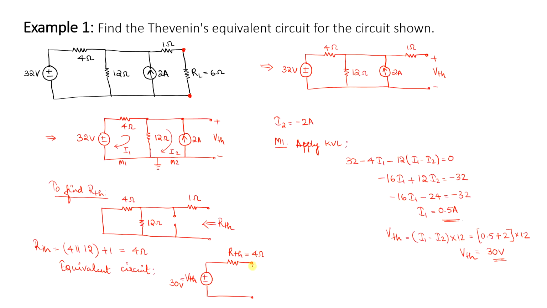Now connect the load which we had removed. So RL is equal to 6 ohms. Find out how much is the load current. So IL will be equal to what? You have the source voltage, that is the Thevenin voltage, divided by the sum of the two resistances, R Thevenin plus RL. So you get 30 divided by 4 plus 6, which is equal to 3 amp.